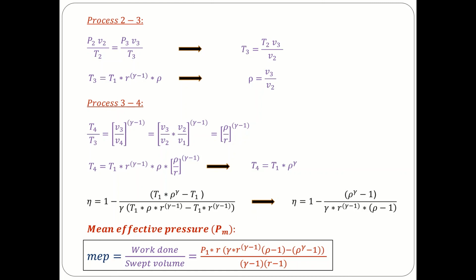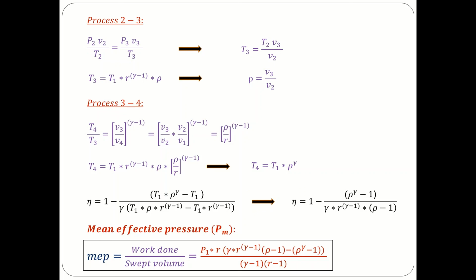So if I substitute T3 as T1 R raised to gamma minus 1 into rho in this expression and simplify, I will get T4 as T1 into rho raised to gamma. So this is the final expression obtained for T4. So once I get T2, T3 and T4 in terms of T1, I just substitute in the expression for efficiency. T1 will come out common, it gets cancelled, and finally you are left with the expression of efficiency in terms of the known parameters like rho, gamma and R. So this is the expression obtained for the diesel cycle.